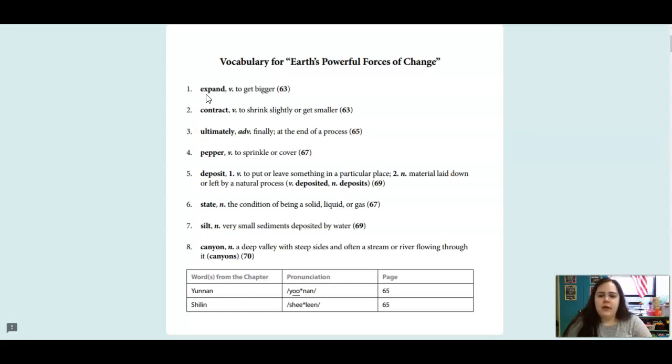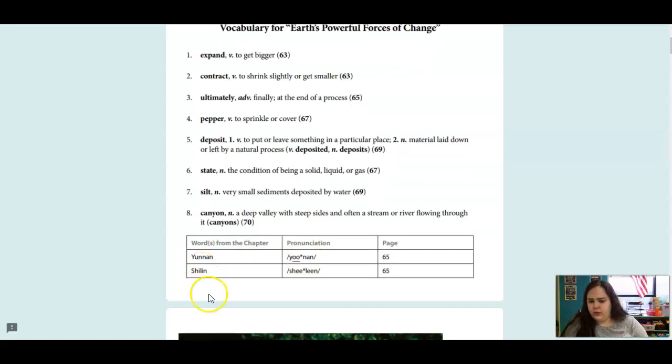Deposit is a verb, to put or leave something in a certain place, and it can also be material that's left in a certain spot. Number 6 is state, which is a noun, and that is the condition of being a solid, liquid, or gas. So we talked about states of matter. Silt is a noun, and that is very small sediments that are moved by water. And then a canyon is a noun, and that is a deep valley with steep sides and often a stream or river flowing through. And here are two words that it's helping us pronounce. So we've got Yunnan and Shilin.